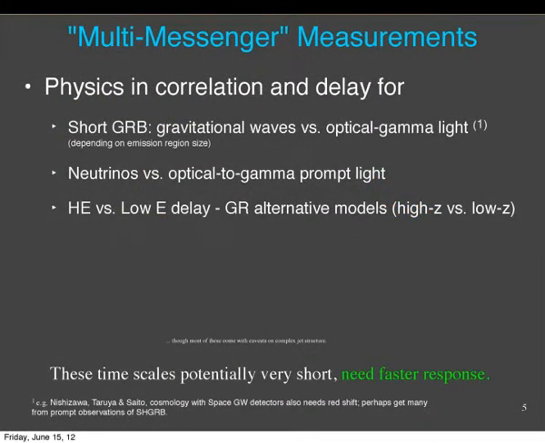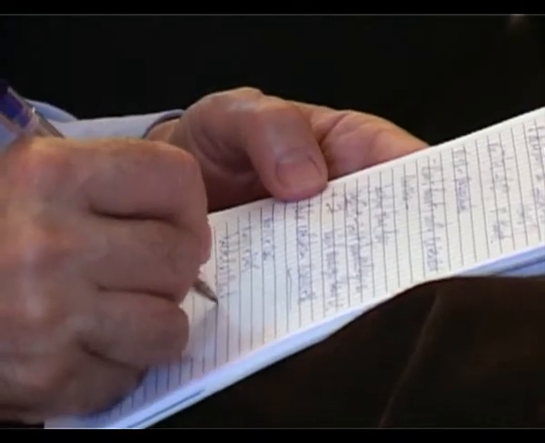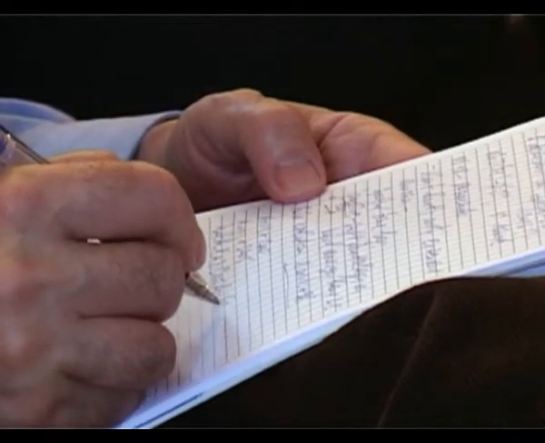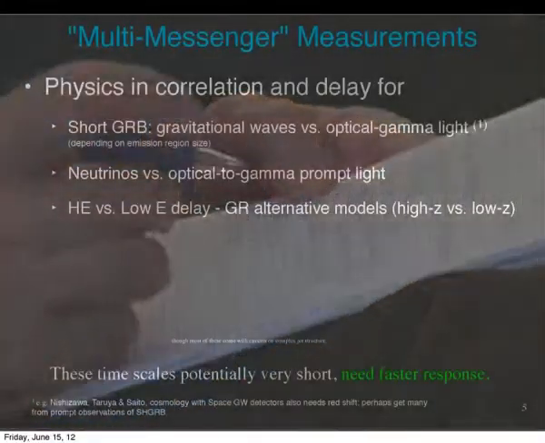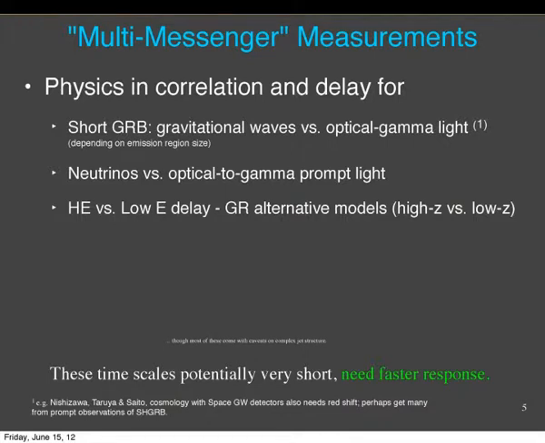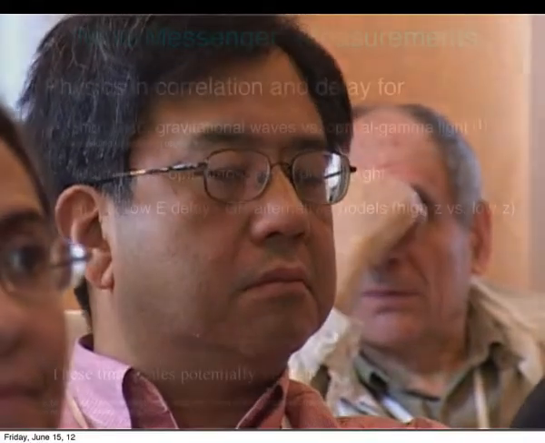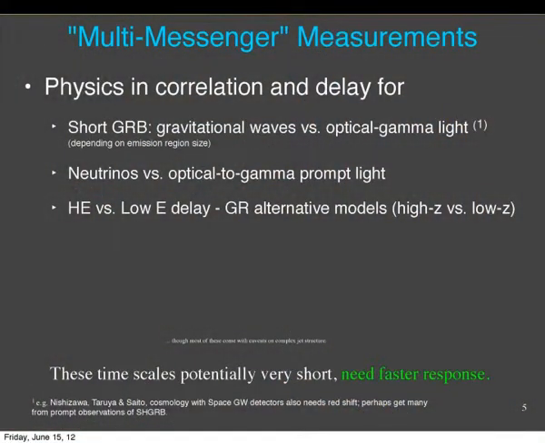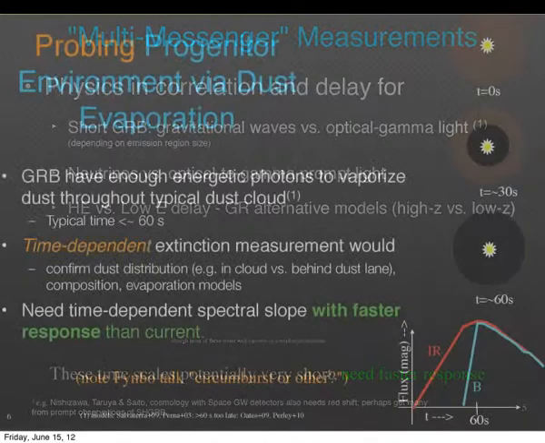I think I briefly mentioned this in the previous talk. You can think of doing messenger measurements, what they call this. Look at the correlation decay. Okay, now you have the gamma ray bursts, and now you have gamma, X and optical. And then you might even have gravitational waves and neutrinos for the same event. That would be really cool. You can look at GR alternative models by looking at this enormous spread in energy from an eV to MeV, and have a great lever arm there in energy. And these timescales can be potentially very short, and you need faster response than we have already.